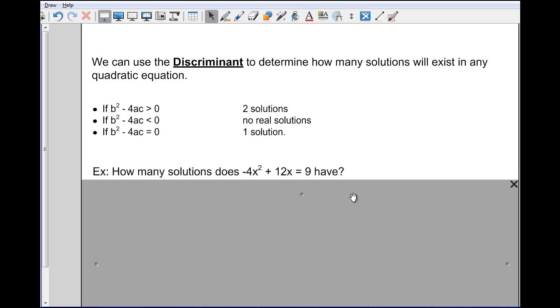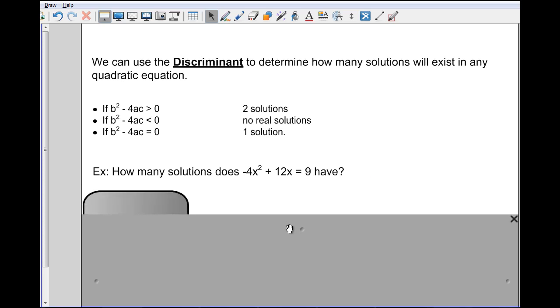So the example: how many solutions does minus 4x squared plus 12x equals 9 have? You have to solve this quadratic equation. Will you have two solutions, no real solutions, or one solution? Okay, so here's what you need to do.